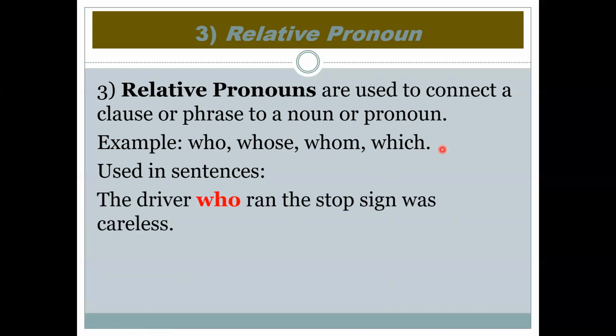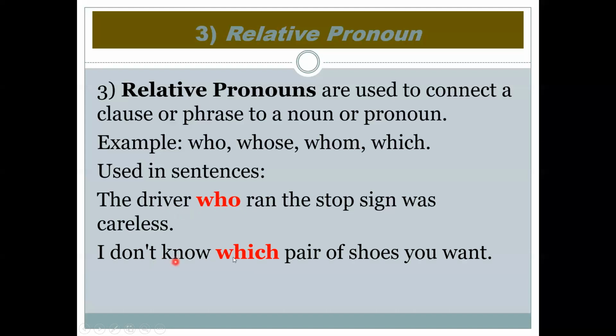Dear students, how to use them in a sentence? The driver who ran the stop sign was careless. Here, the driver and this part, ran the stop sign, are joined together by the word who. This is called a relative pronoun. It's telling more about the driver. The driver who ran the stop sign. Who ran the stop sign? The driver. So who was careless? The driver. So who is telling more about the driver.